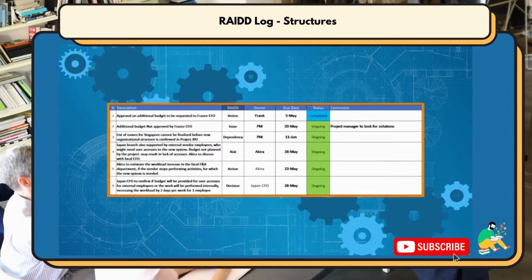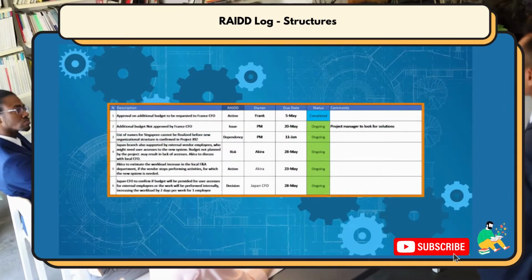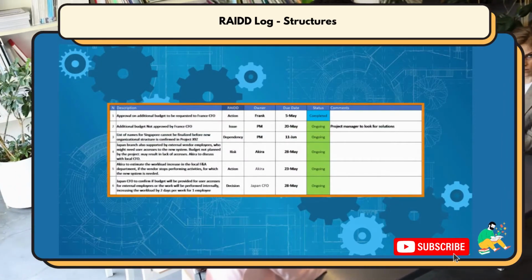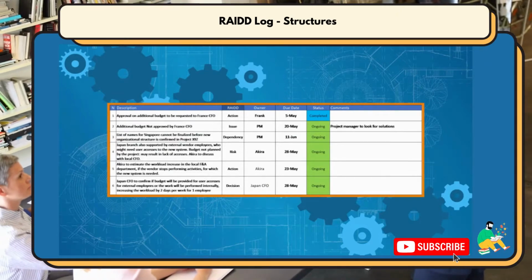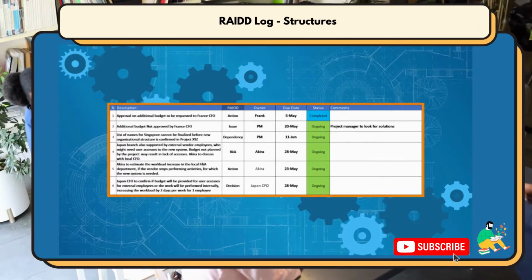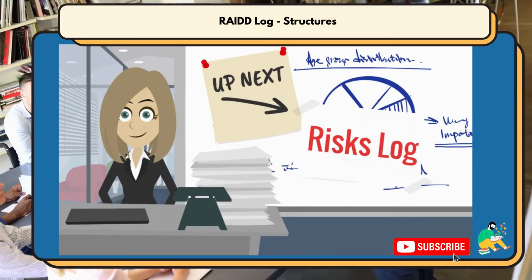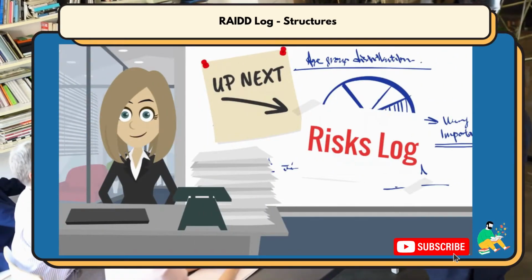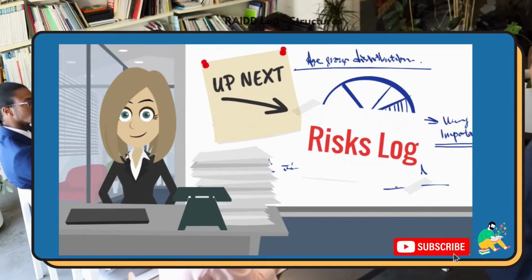These were our practical recommendations for structuring an effective RAID log. But before we close this topic, let's refresh our knowledge of what a risk log should include by going through the steps in Excel and further strengthening our practical skills. See you in the next lesson.